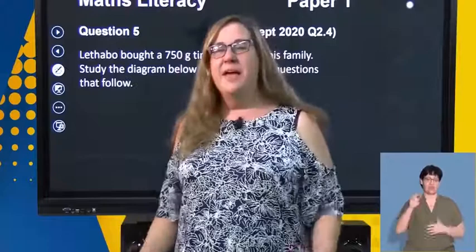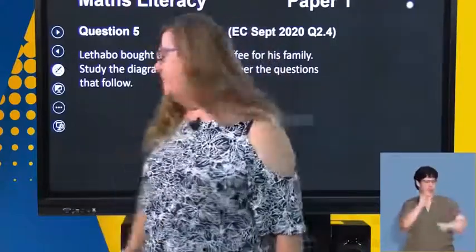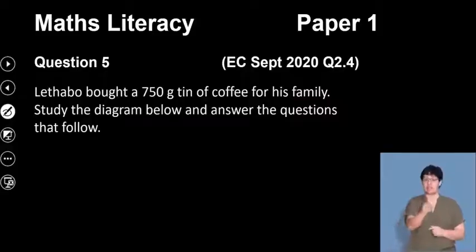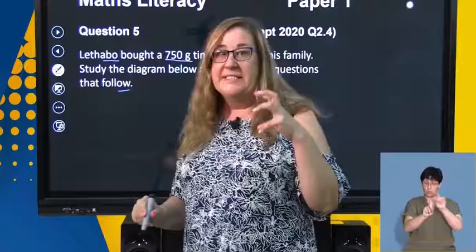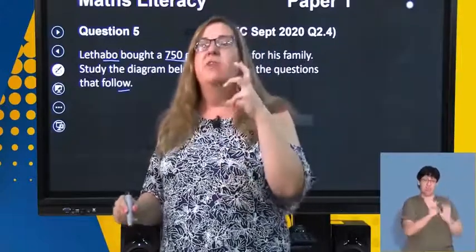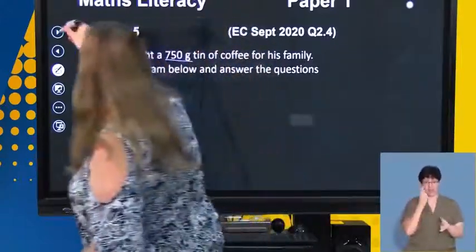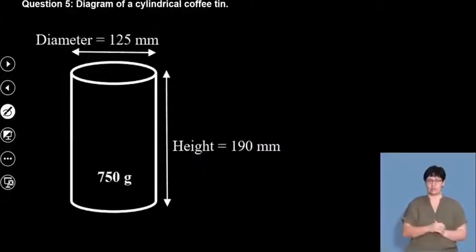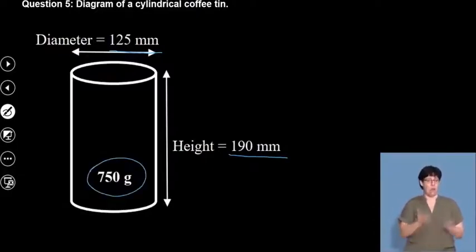Thanks, Looney. Welcome back. Now let's see what other questions we got for you today. So our question says, Letaro bought a 750-gram tin of coffee for his family. Study the diagram below and answer the questions that follow. Once again, as I said, when you've got a diagram, study the diagram first and then go on to the question. So let's look at our diagram. We've got a cylindrical coffee tin. We've got a diameter of 125 millimeters and a height of 190 millimeters and our weight of 750 grams.